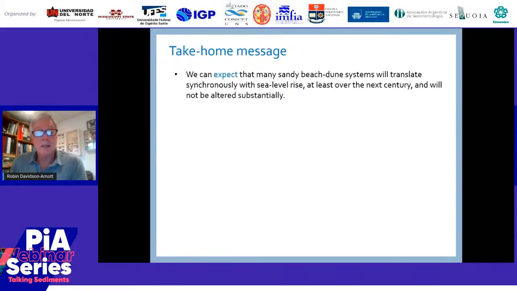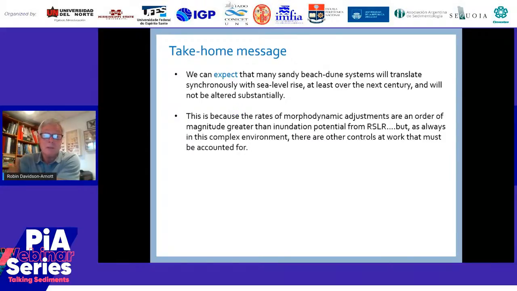Okay, so here's my take-home message. We can expect that many sandy dune and beach systems will translate synchronously with sea level rise, and the systems will not be altered substantially unless there are other major controls in play, such as a negative sediment budget. This occurs because the rates of morphodynamic adjustment are an order of magnitude greater than the inundation potential. But we're dealing with a complex environment. And again, one of the lessons from the Great Lakes environment is that if your sea level rise is really quick, then the processes that lead to synchronous transgression may not work to the same extent that my model envisages.